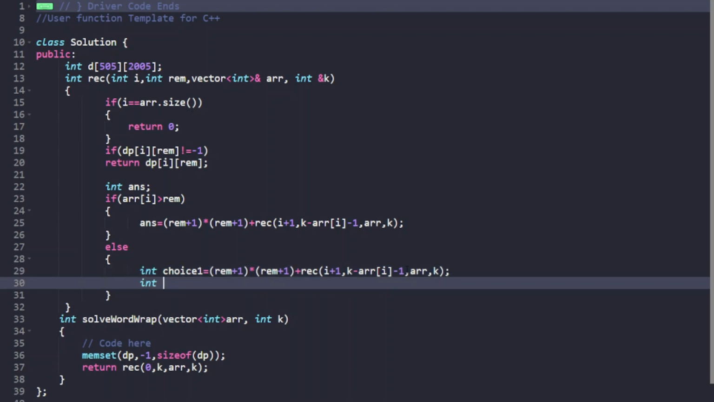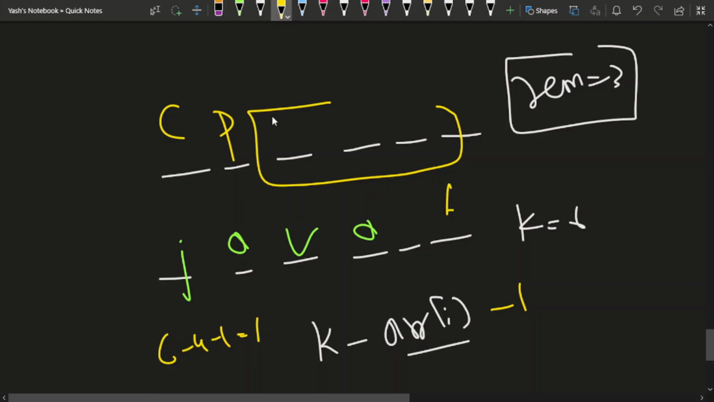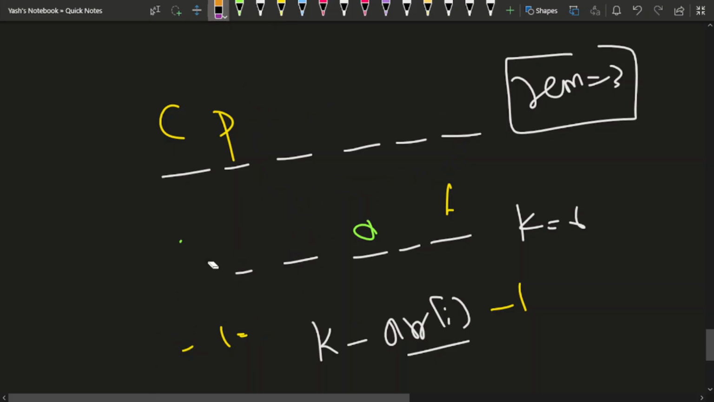Otherwise I can have int choice 2 as well. The second choice is that I put the word in the same line and I do not pay any cost, and I move simply to the I plus 1th character. In that case, the remaining number of positions was some rem, but in that I have used arr[i], and minus 1 also, because I always start from the next position. Because what is happening is, if you could put the word in the same line, right?